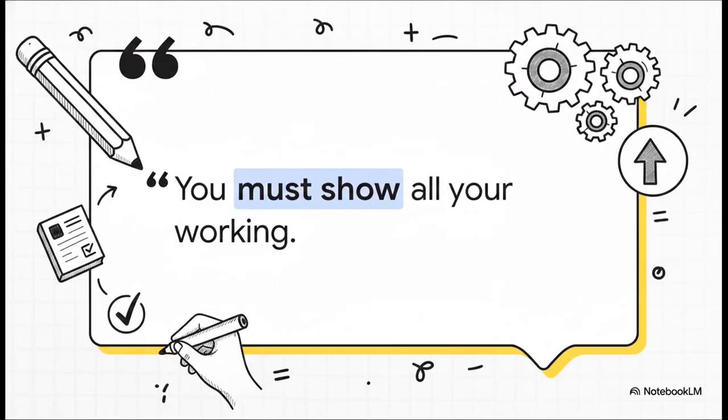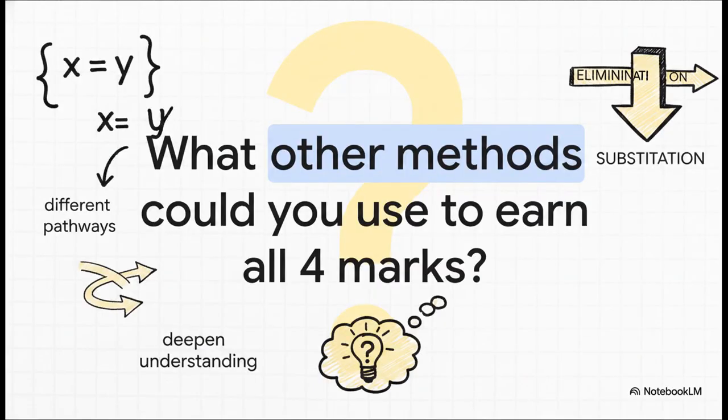And that brings us to maybe the single most important bit of advice on the whole exam paper. You must show all your working. As we just saw, your method, the journey you took to get the answer, is worth half the marks. So even if you make a little slip-up and get the final number wrong, showing a solid method will still get you a ton of credit. So please, always write it all down. And there you have it. That's how you can confidently walk into an exam and solve simultaneous equations for full marks.